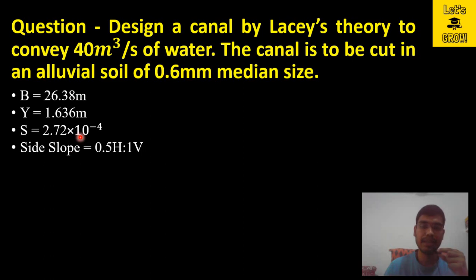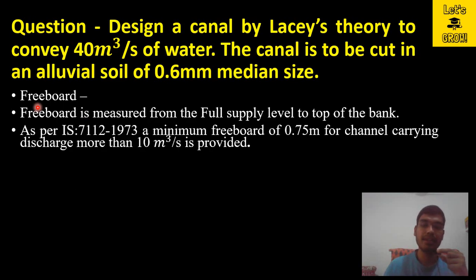So this is the complete design procedure using Lacey's theory. Also, this is not the depth of canal, this is the depth of flow. Keep in mind, y is the depth of flow, not the depth of canal. So we have to calculate the freeboard also. Freeboard is measured from the full supply level to the top of the bank. Full supply level means whenever you are passing the maximum discharge in the canal, what is the maximum depth of water. If you measure from that maximum depth of water at full supply to the top of the bank, that is known as the freeboard.